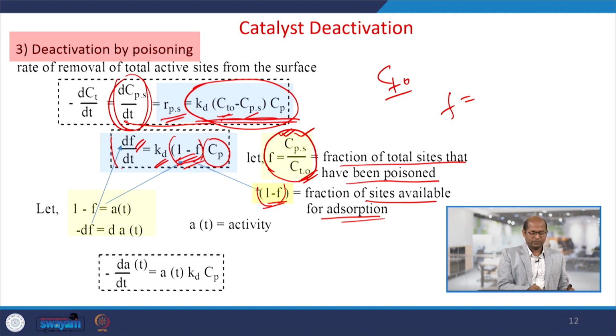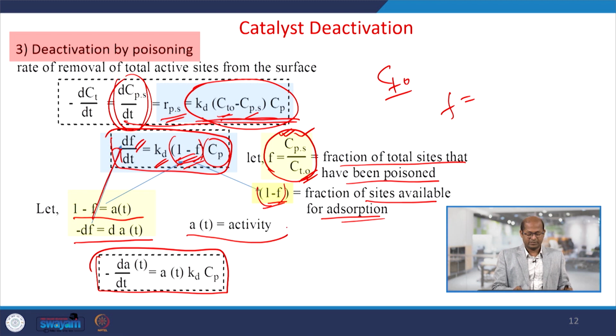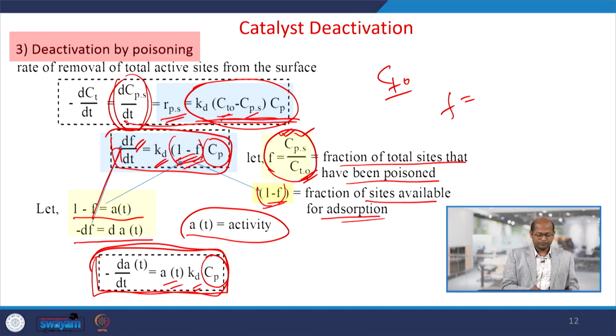Okay. So, we can write these equations this way. Here 1 minus F equals the activity, a0. If you differentiate this, we get minus dF equals da0. If you substitute this here, then the equation comes in terms of activity. So, minus da0 by dt equals a0 Kd times Cp. So, this equation is in terms of activity, the deactivation rate constant, and the concentration of poisons. Okay. So, this is the rate equation for deactivation.